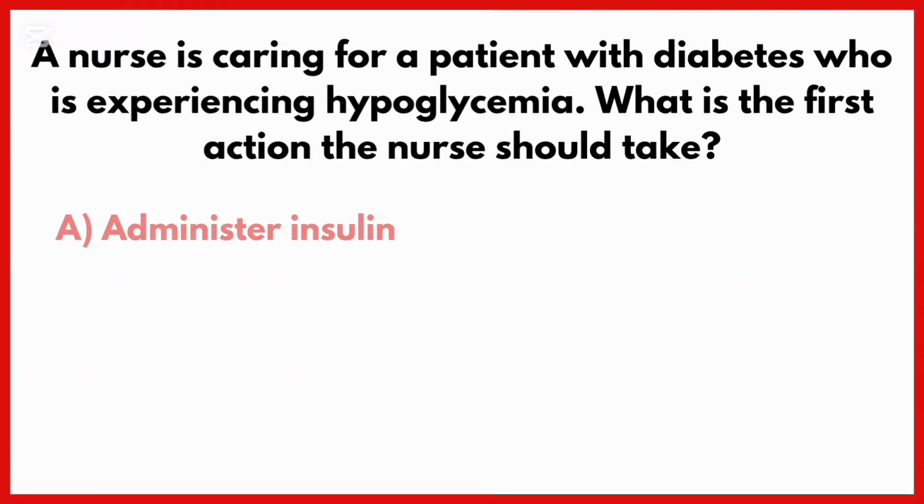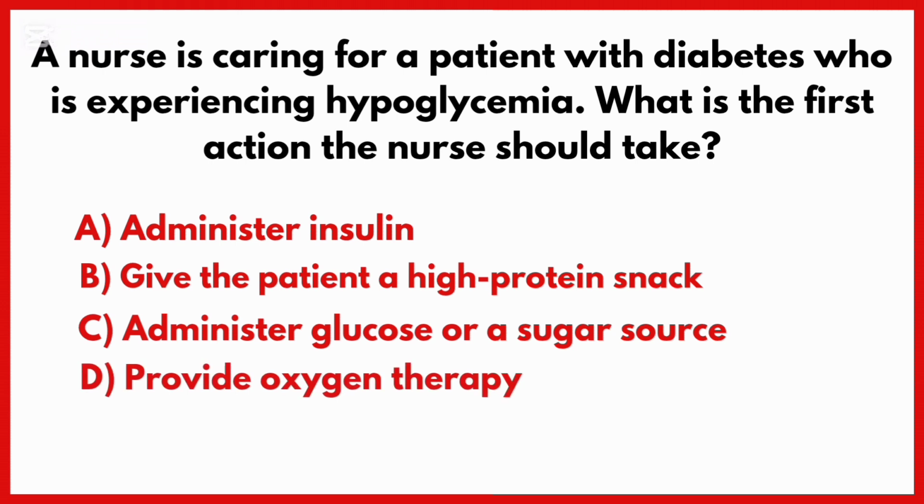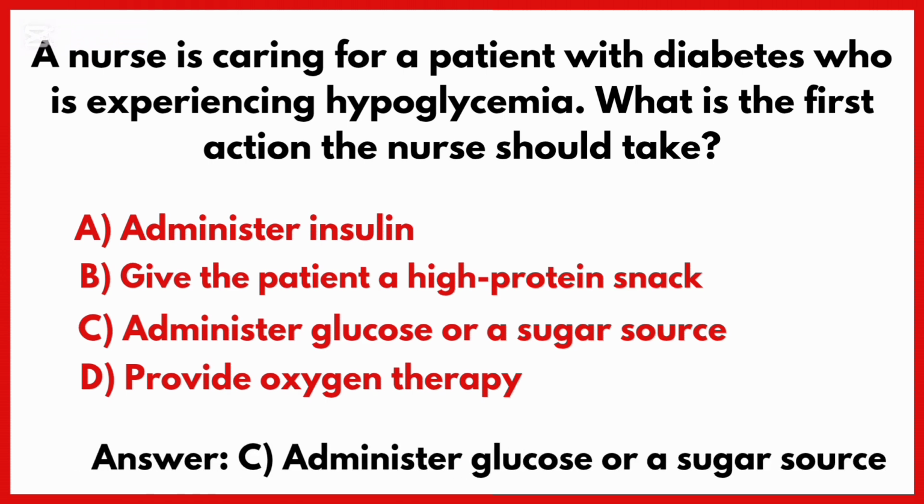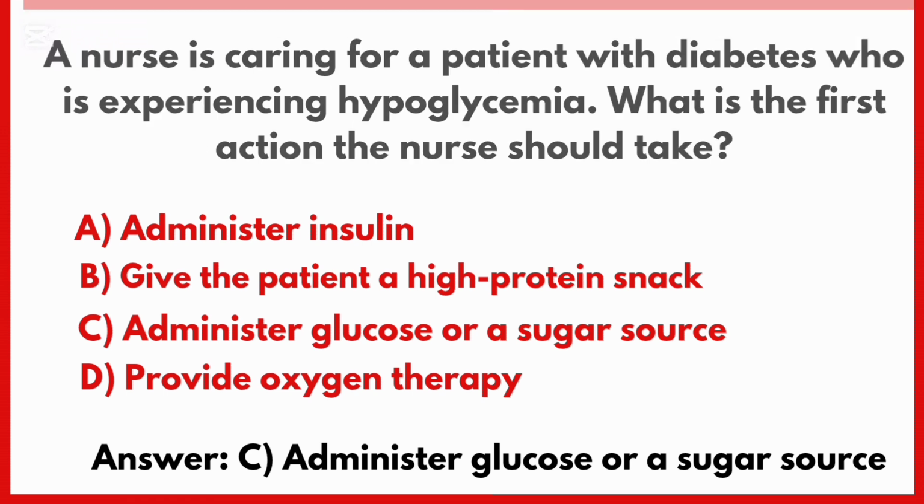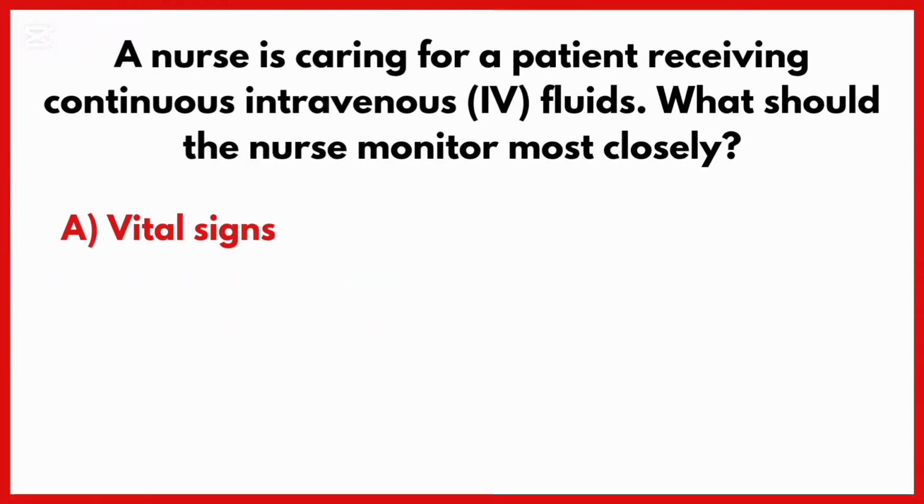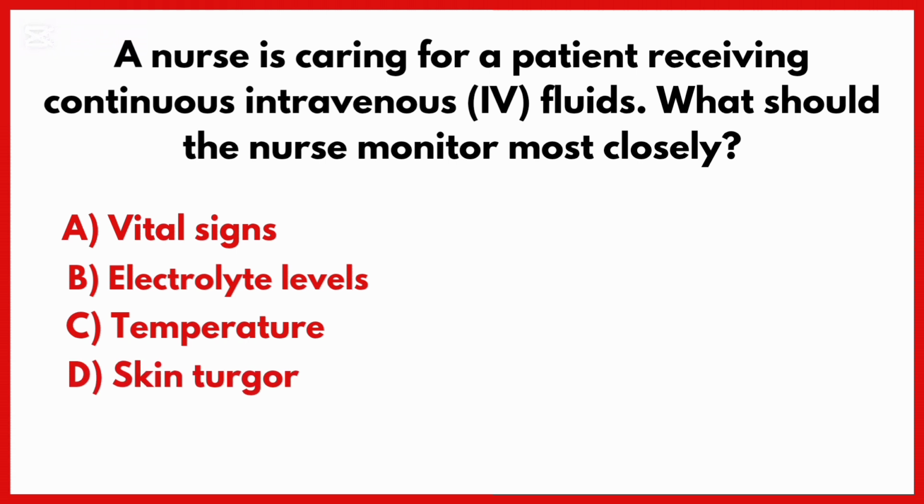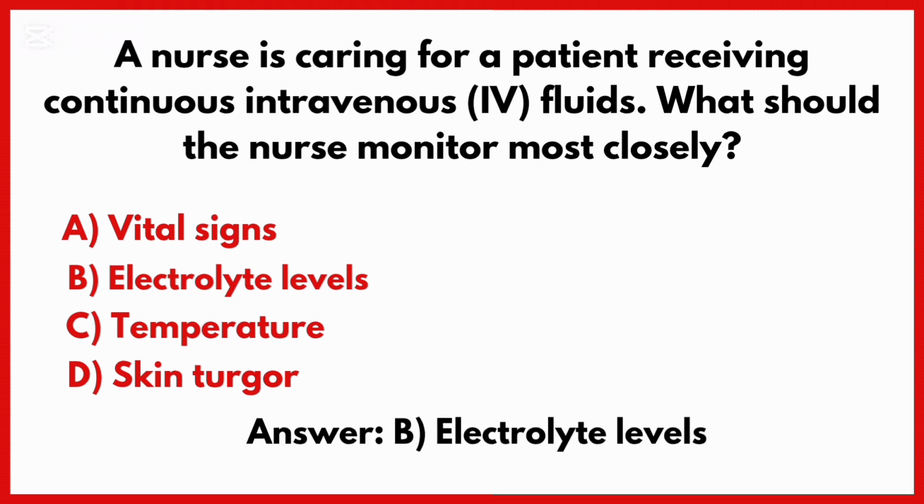A nurse is caring for a patient with diabetes who is experiencing hypoglycemia. What is the first action the nurse should take? Correct answer is option C, administer glucose or sugar source. A nurse is caring for a patient receiving continuous intravenous fluids. What should the nurse monitor most closely? Correct answer is option B, electrolyte levels.